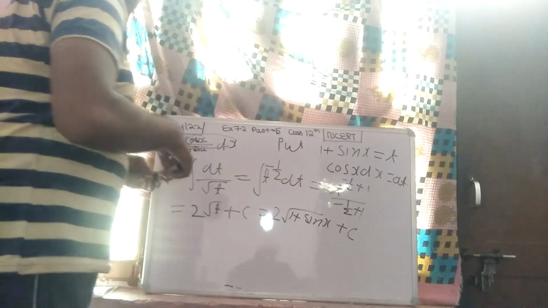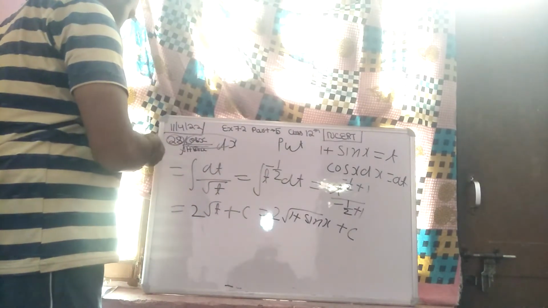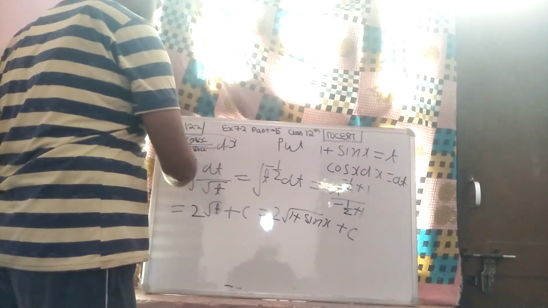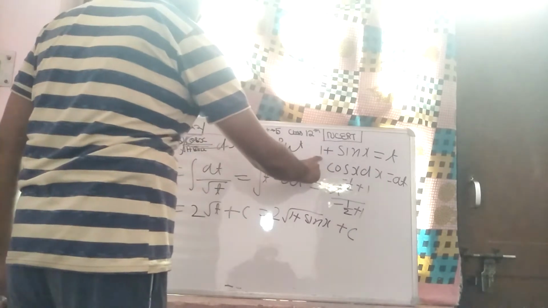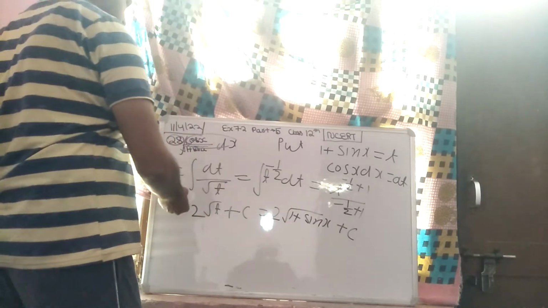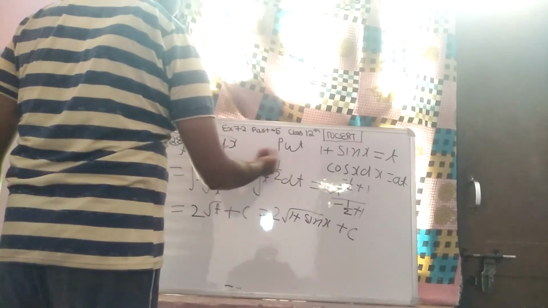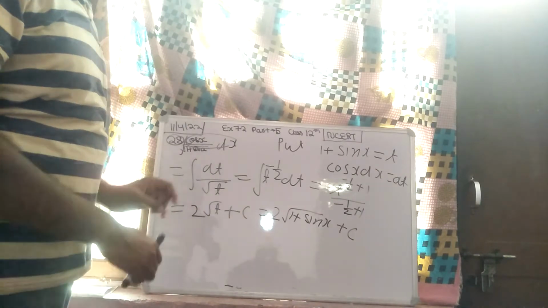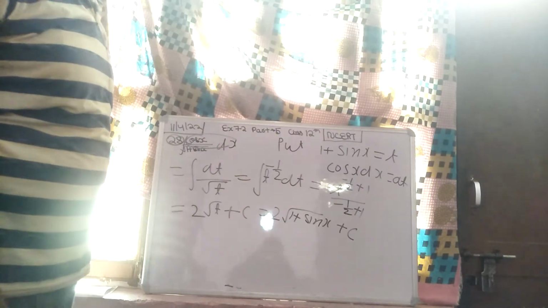We have to check and explain this simple method. The question is cos x dx upon 1 plus sin x. Here we put 1 plus sin x equal to t, so cos x into dx equal to dt. We have dt upon root t. This is a very easy formula, t to the power minus half plus 1, which is half, so root t plus c. We also know that t equals root 1 plus sin x.